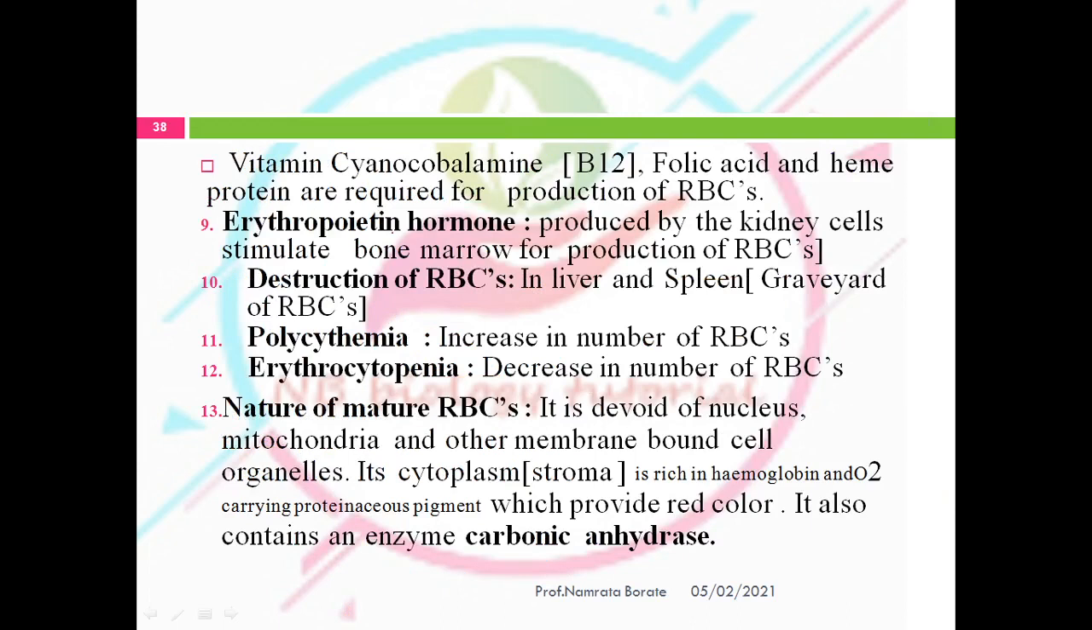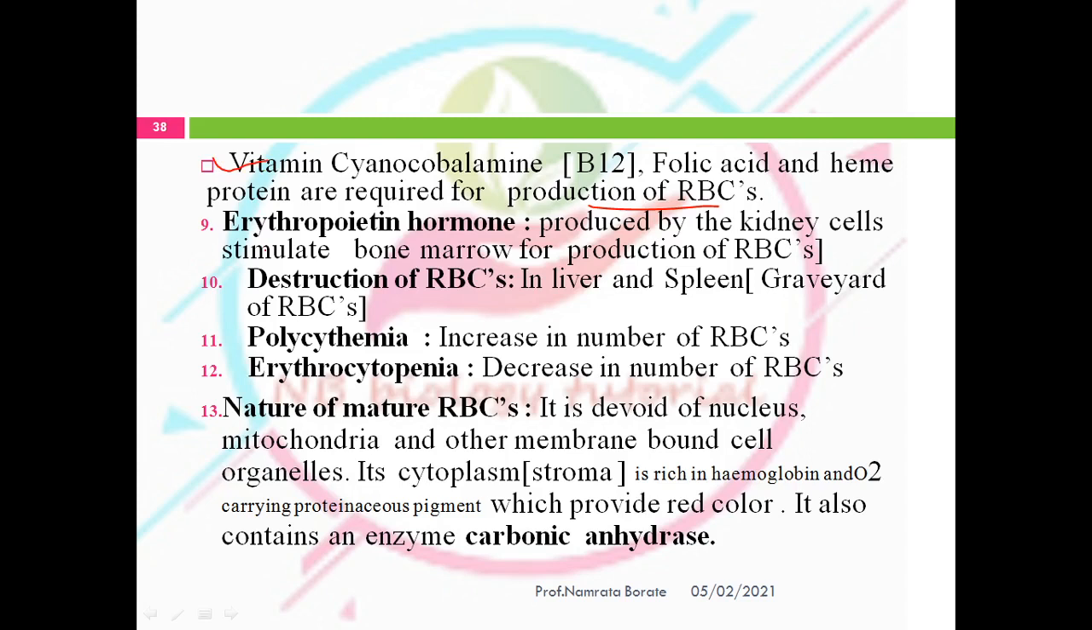Next, vitamin B12 (cyanocobalamin), folic acid, and the heme protein are required for the production of RBCs. So this is asked as a 1 mark question.